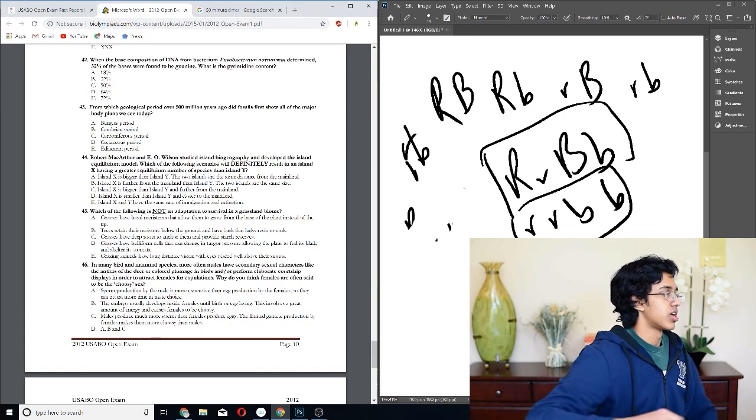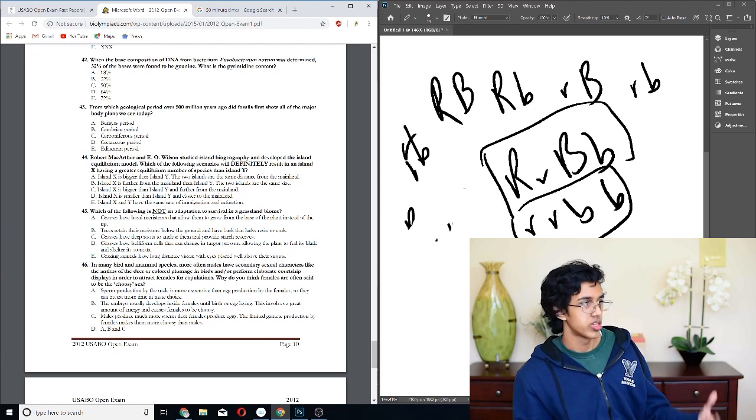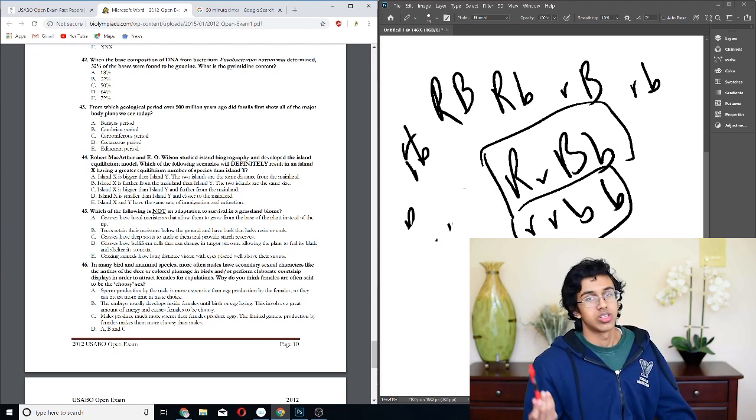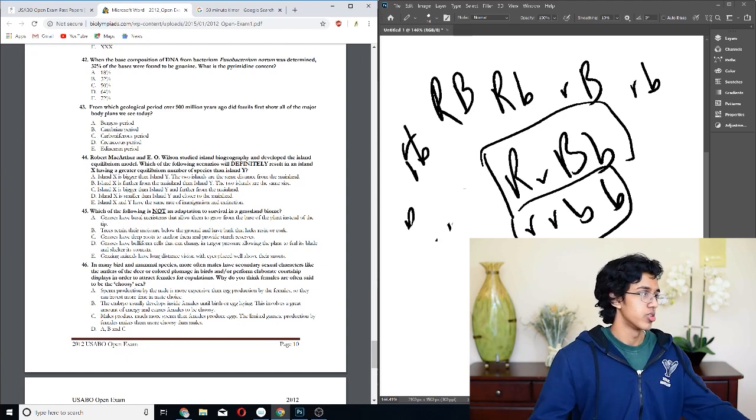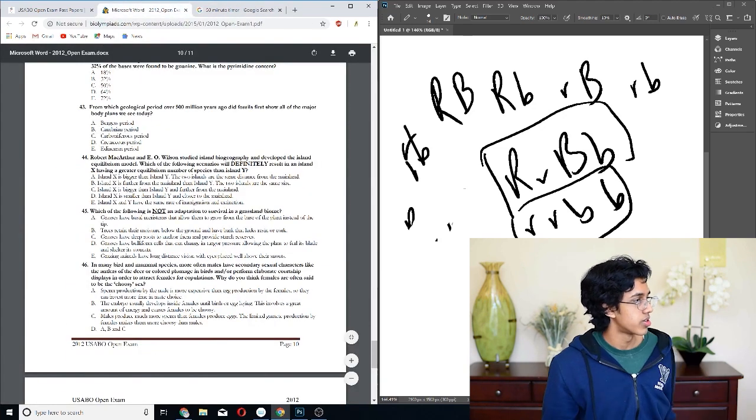Okay, this is literally gonna be Cambrian, so you just gotta memorize this. First off, it's the Cambrian explosion, so that's why all the major body plans, and second off, 500 million years ago is Cambrian, so that should be fine.